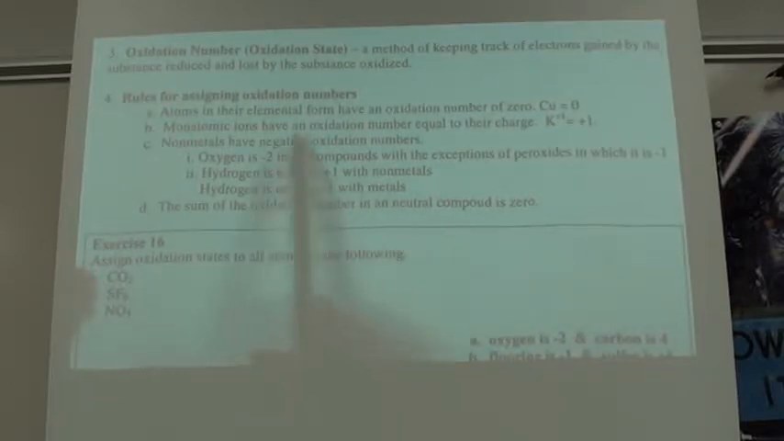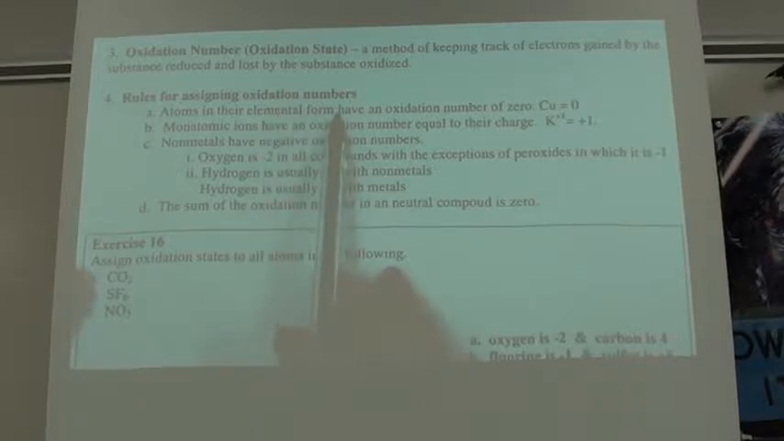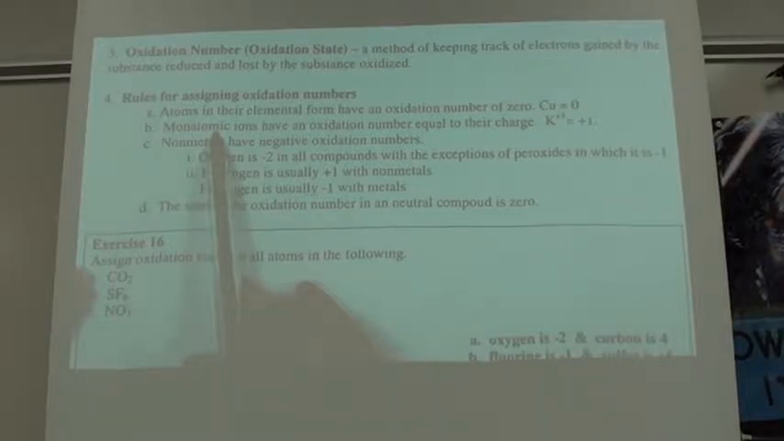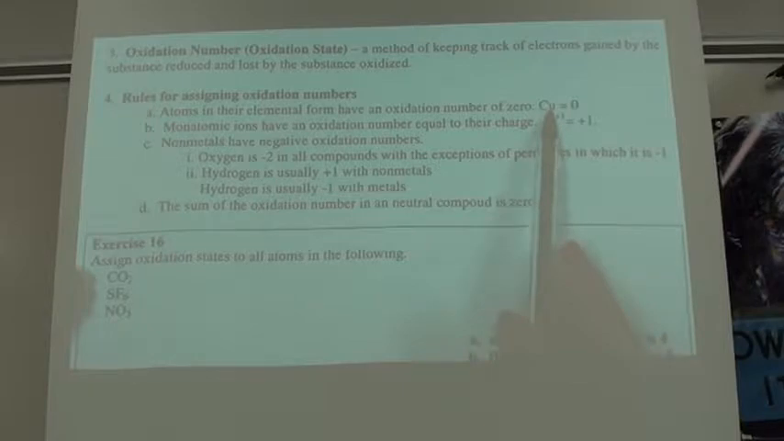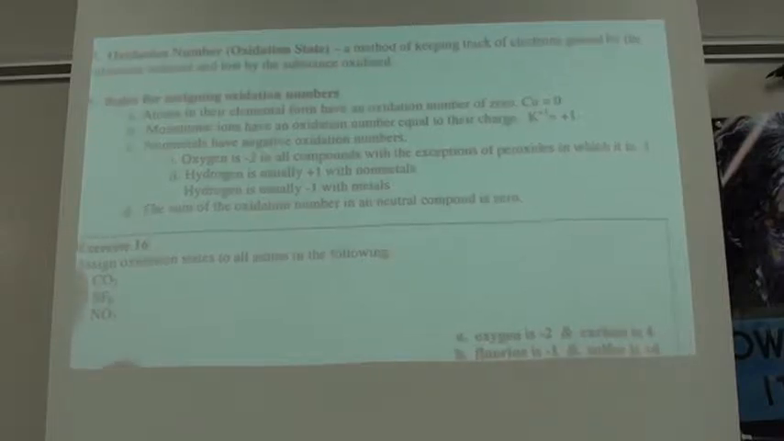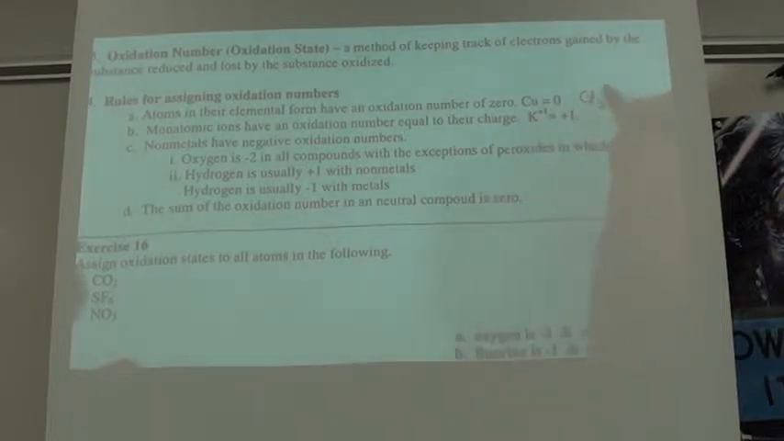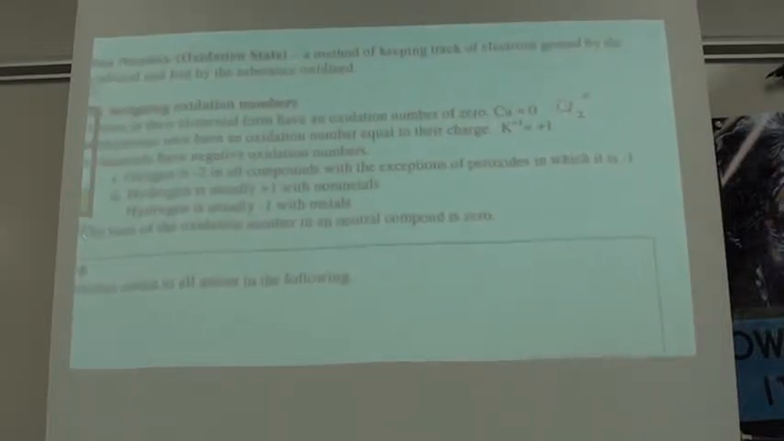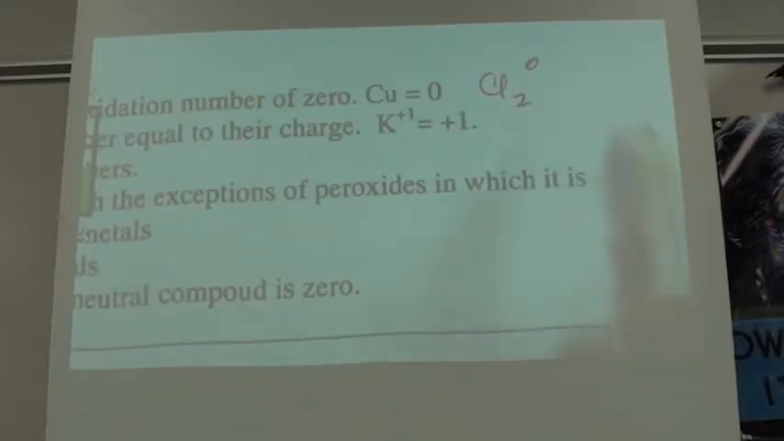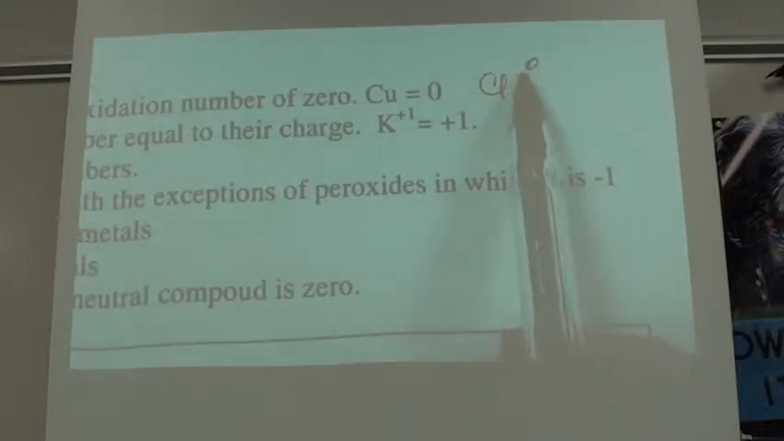So if you find an atom in its elemental form, you assign it an oxidation number of 0. Any atom, as it is in the periodic table, has an oxidation number of 0. So if you saw copper by itself, copper solid, that's the way it's on the periodic table. It has an oxidation number of 0. All the diatomic molecules, so chlorine, has an oxidation number of 0. We write the oxidation number up to the right of the atom, and we include a charge if necessary.